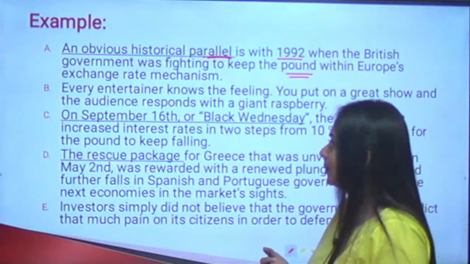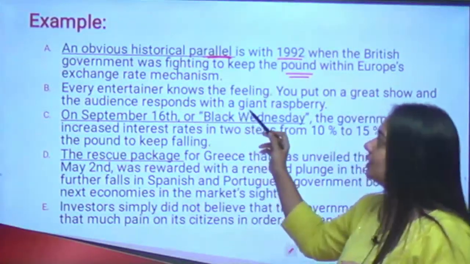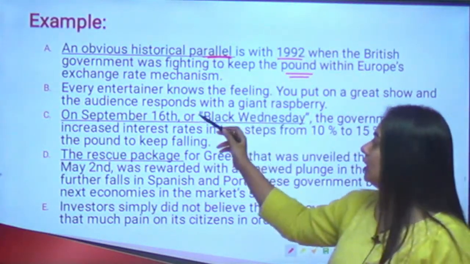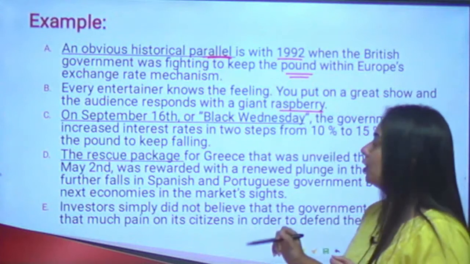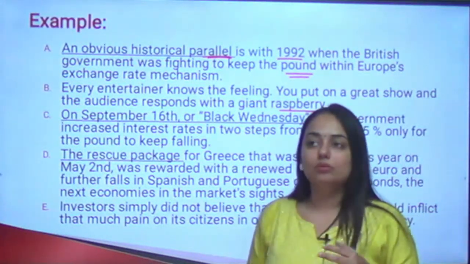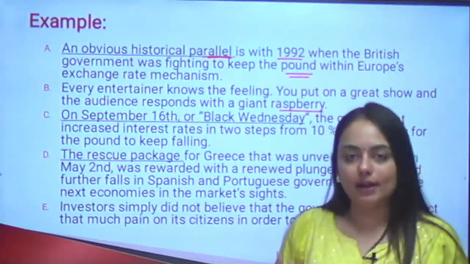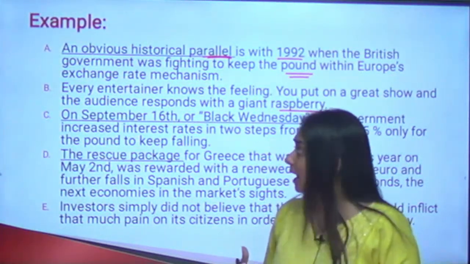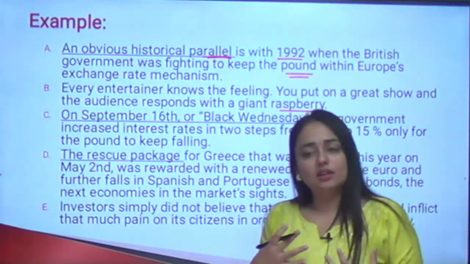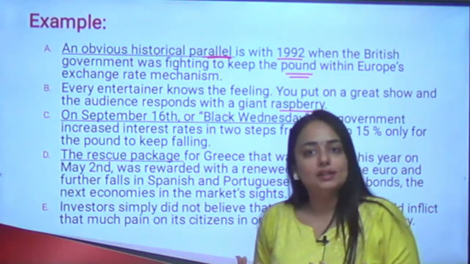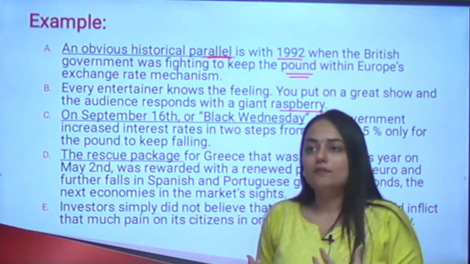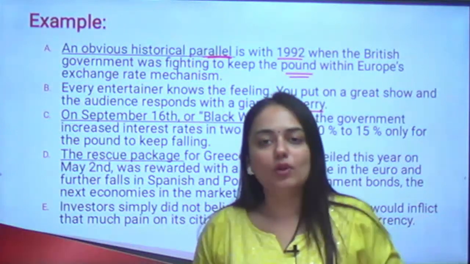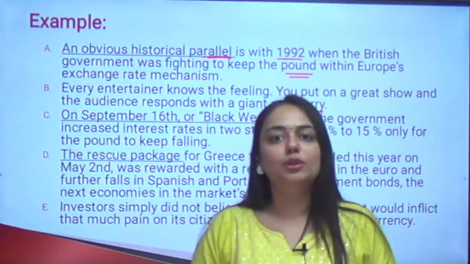B says, every entertainer knows the feeling. You put up a great show and the audience responds with a giant raspberry. Raspberry means the audience does not show you a positive kind of response, or they show you a negative response. So this sentence says that every entertainer knows this feeling. If you are not able to do the things that are expected from you, if you're not able to put up that show, if you're not able to satisfy your audience, you will face the raspberry. You will face the disappointment of the audience.